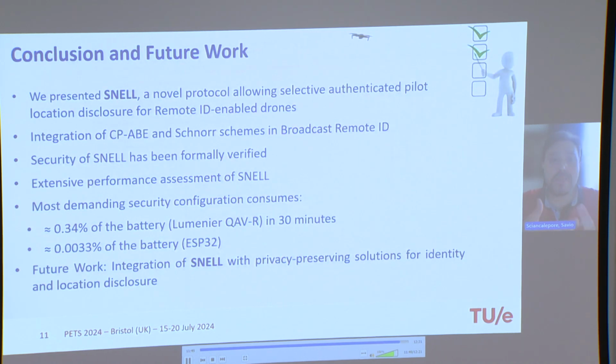Just to highlight our work, SNAP, that is an integration between CPAB and Schnorr signature for broadcast remote ID. We verified the security of our solution, and we extensively assessed its performance. With the most demanding configuration, we always consume a negligible portion of the battery. In the future, we want to integrate SNAP with other privacy-preserving solutions for other fields of the remote ID message, for example, identity and location disclosure.